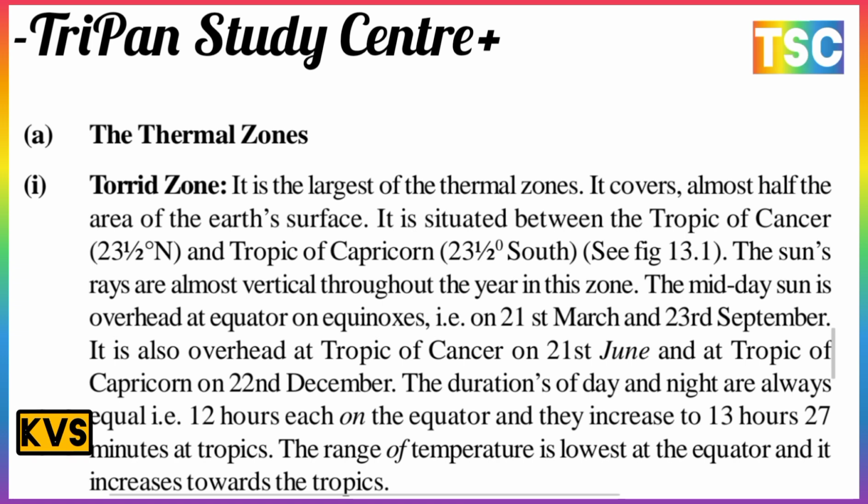It is also overhead at the Tropic of Cancer on 21st June and at the Tropic of Capricorn on 22nd December. The durations of day and night are always equal, 12 hours at the equator, and then increase to 13 hours 27 minutes at the tropics. The range of temperature is the lowest at the equator and increases toward the tropics.